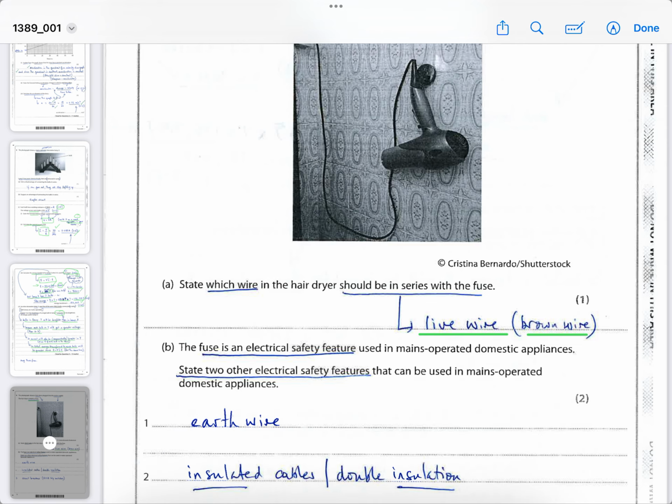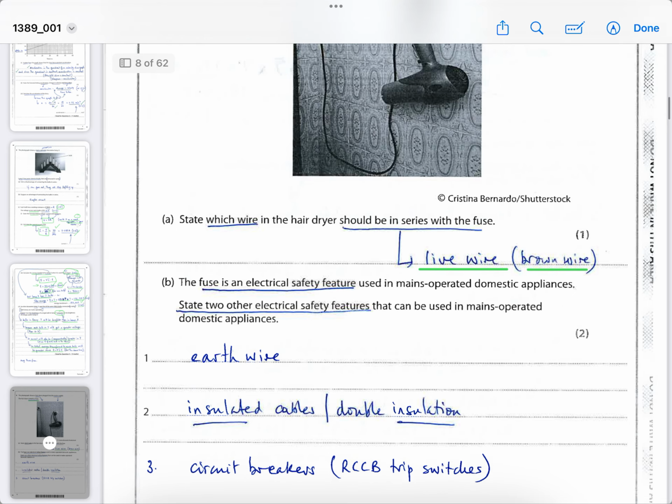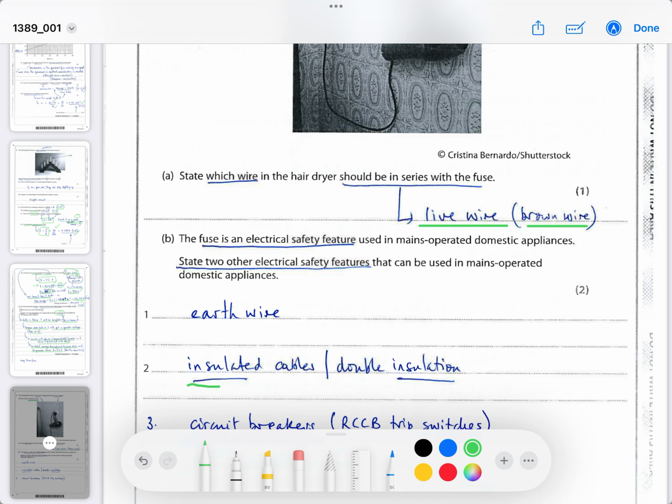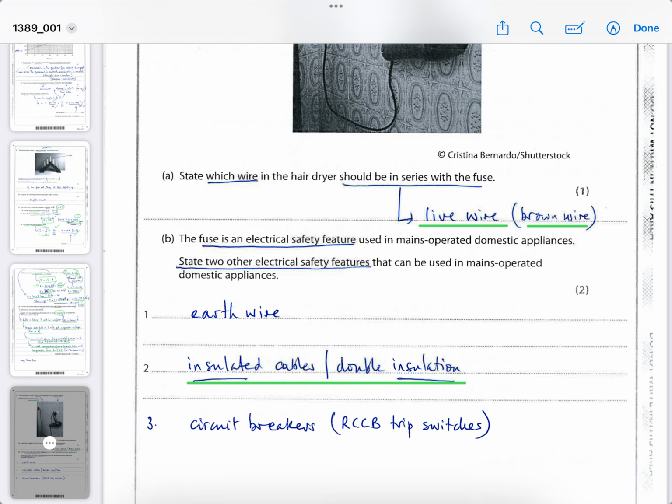So the earth wire is one of the points. The other point you can put is insulated cables or double insulation. Anything to do with insulation in this part of the question will get you another mark for safety features. And you could also put circuit breakers as a third option for this 2-mark question.